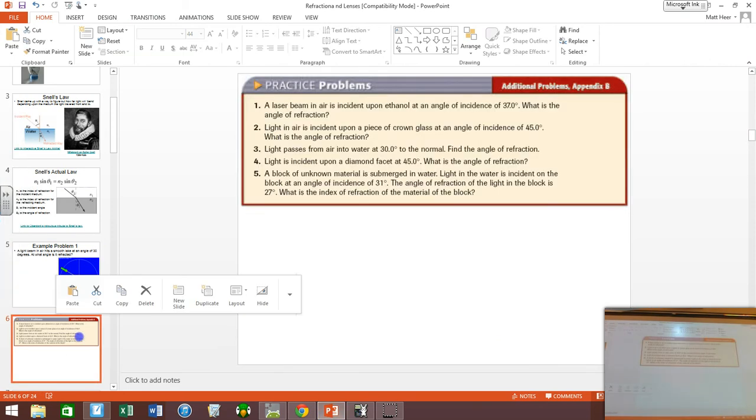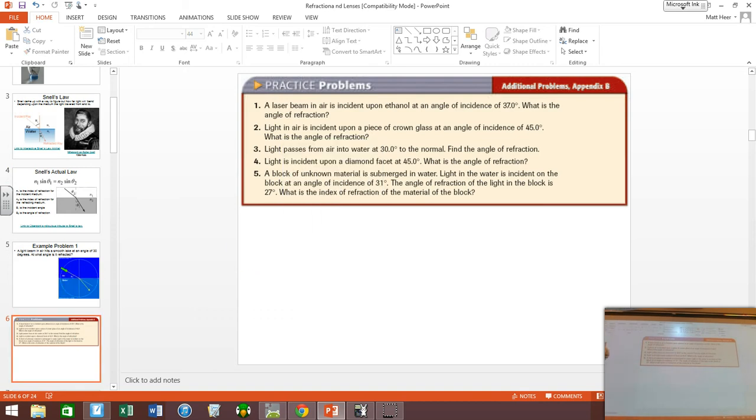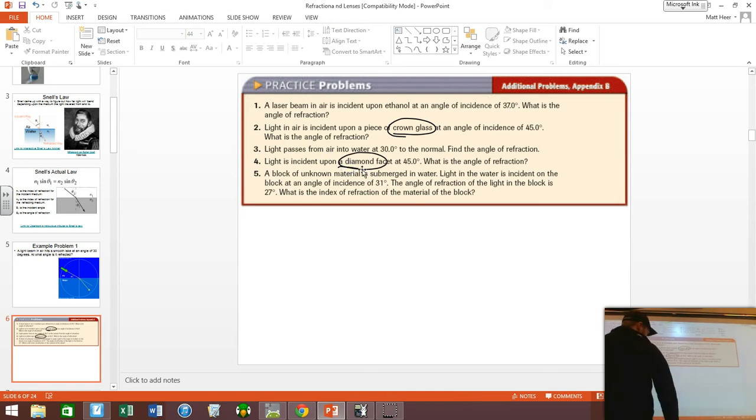There's a bunch more example problems here that we'll probably do in class, or I'll have you do on your own or something like that. But it's basically just using Snell's law. It talks about, let's see here, there's crown glass. There's a bunch of things that you can just look up. The diamond, 2.44.